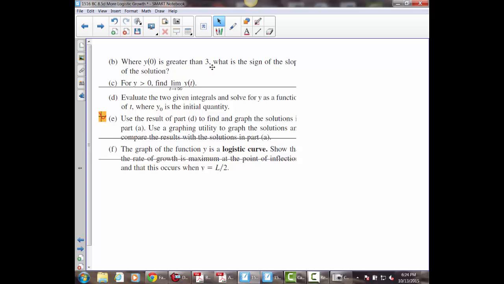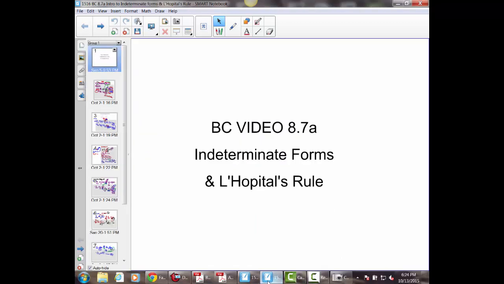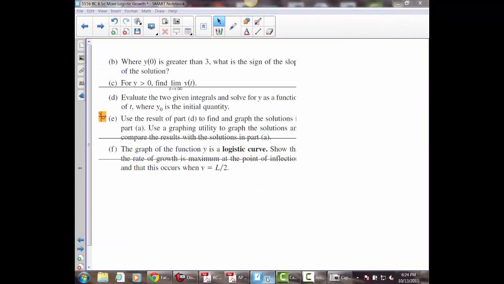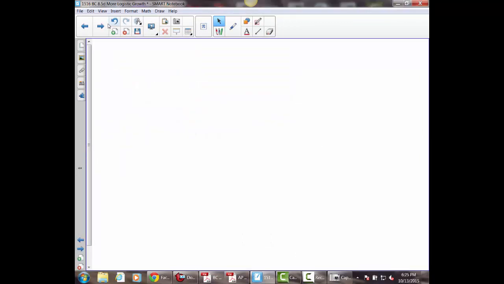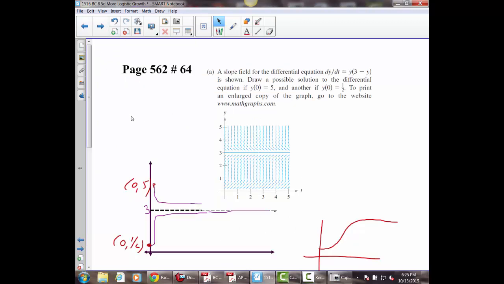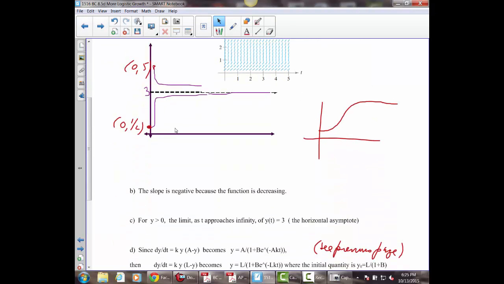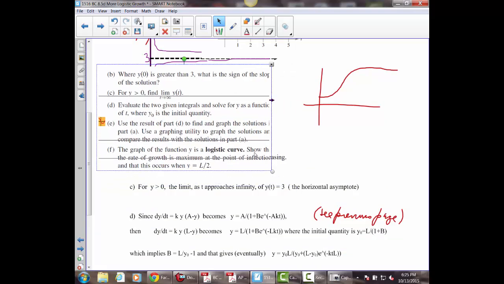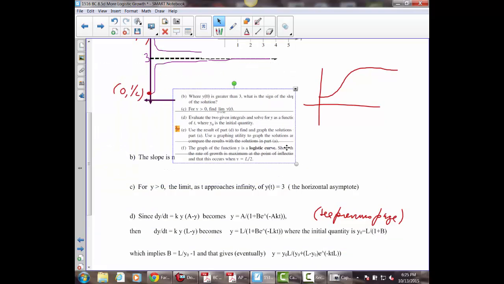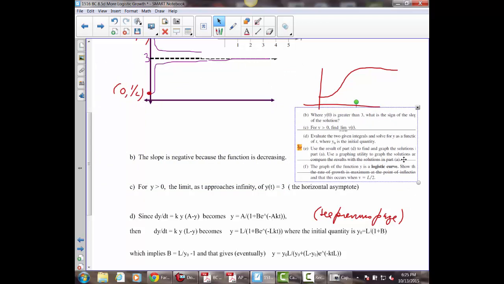Where y of 0 is greater than 3, what is the sign of the slope of the solution? So, going back to our notes. Oh, I keep picking on the wrong one. Okay, so let me just cut this whole thing and bring it back over here. And let me make this a whole lot smaller so that you can see it over here.